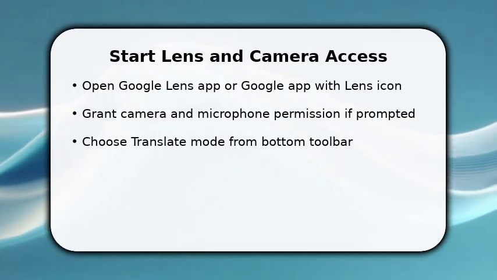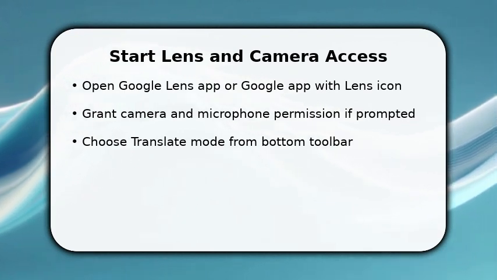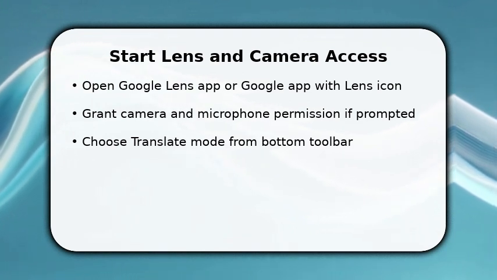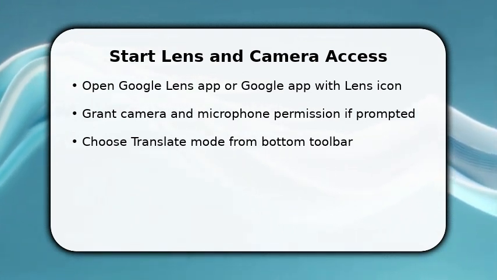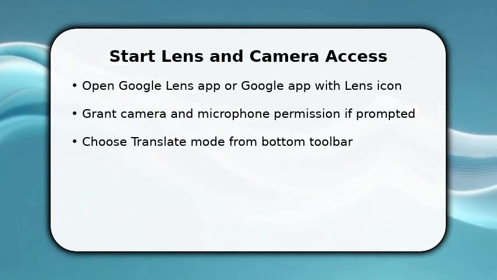You begin by opening Google Lens and granting camera permission so it can read text. Once done, tap the bottom toolbar and select Translate Mode. This sets Lens to detect language automatically. Make sure your source and target languages at the top match your needs and adjust them if they don't.